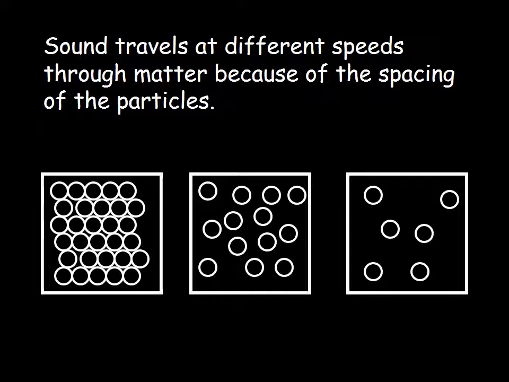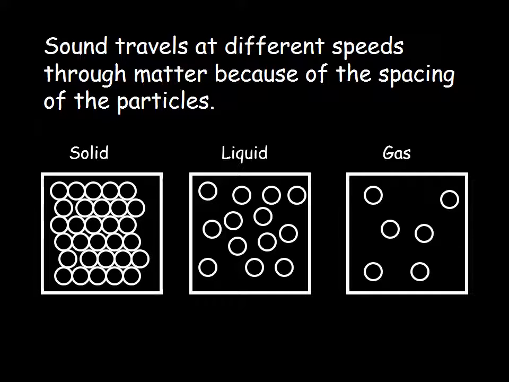So here you see the 3 different types of matter: solid, liquid, and gas. Inside, the particles are packed really close together. They don't have to travel very far in order to vibrate and transfer the energy to the next particle. Whereas the liquid molecules have to move a little farther to transfer the energy, and then finally gas has to move the farthest in order to transfer its energy from one molecule to the next.